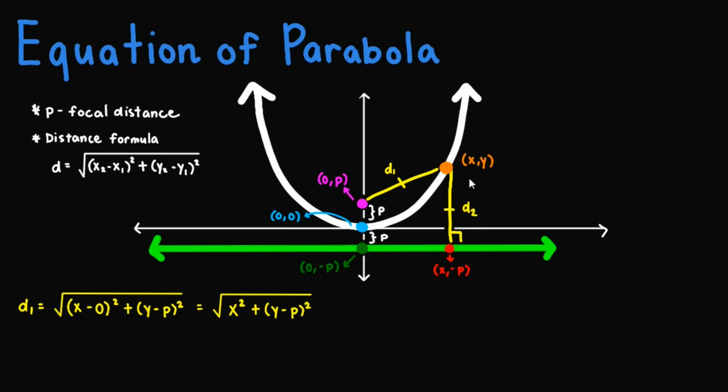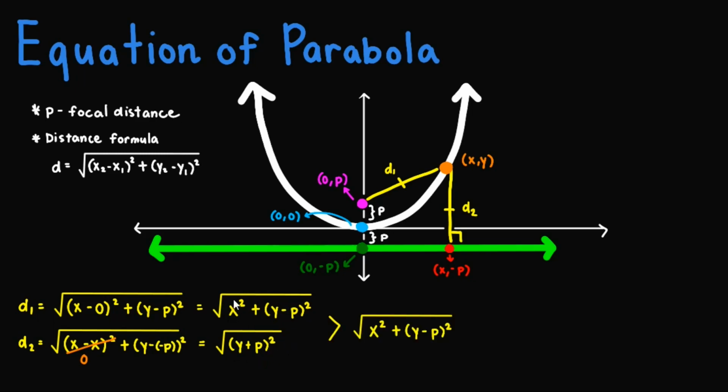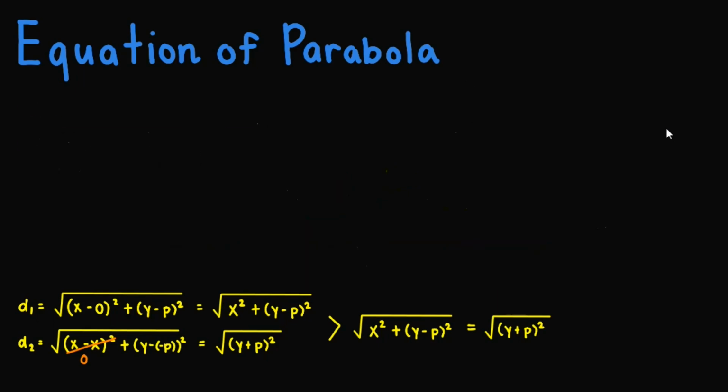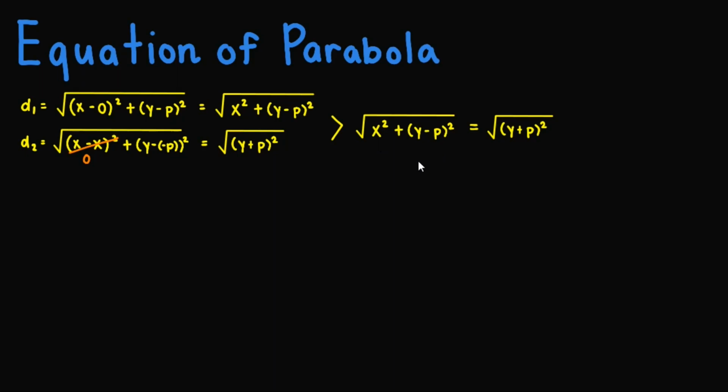Now let's obtain the second distance. So we denote this to be x sub 2 and y sub 2 again, and this one as the x sub 1 and y sub 1. So we'll have the square root of (x minus x) squared plus (y minus negative p) squared. This one out here becomes 0, and this one becomes (y plus p) squared. So we use these two distances and equate them. So we'll have the square root of x squared plus (y minus p) squared equals the square root of (y plus p) squared. So now that we have these results, let's clear out some space first and move this up. By further steps, we can now obtain the equation of a parabola.